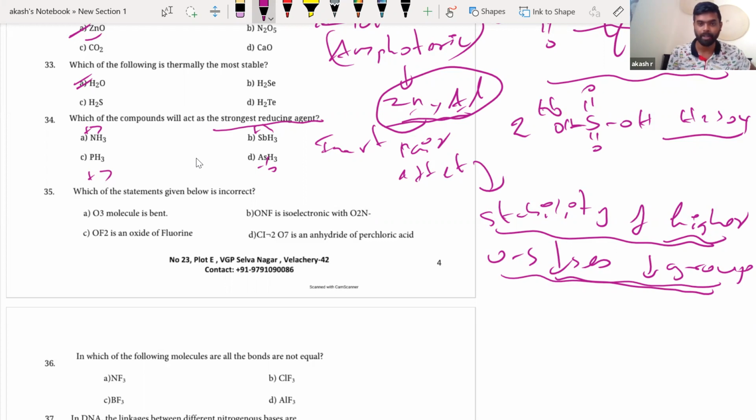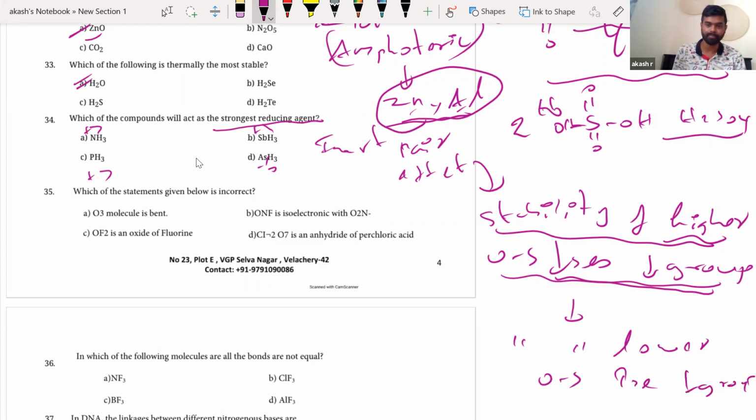Anyways, so this is what I have. That means I can write it the other way around: the stability of the lower oxidation state increases down the group. That is what the inert pair effect is. Now you see all of them are in +3. Now if stability increases, one second here.